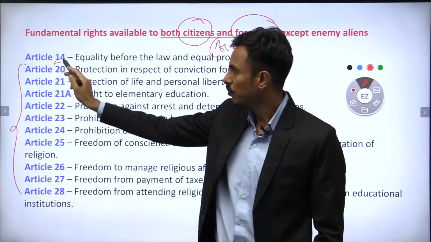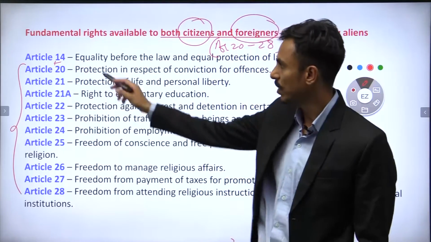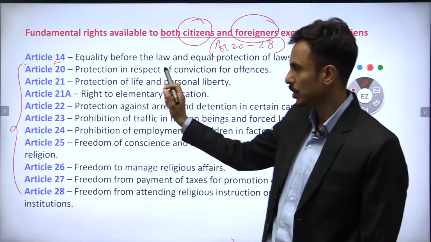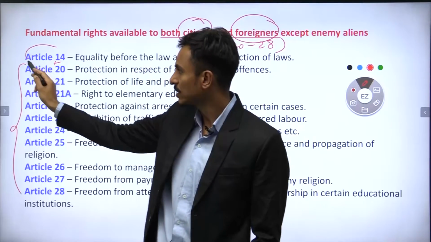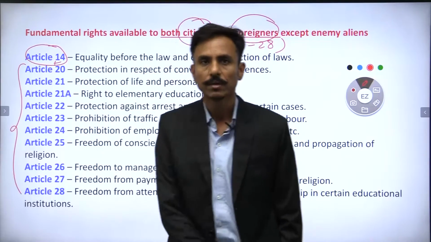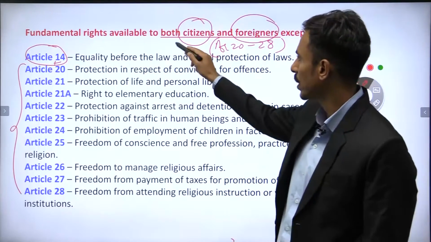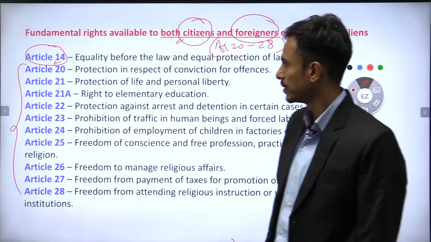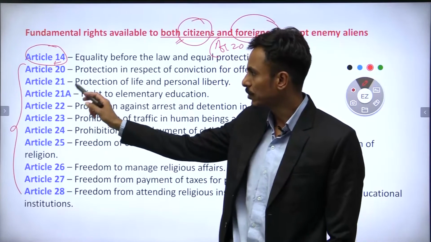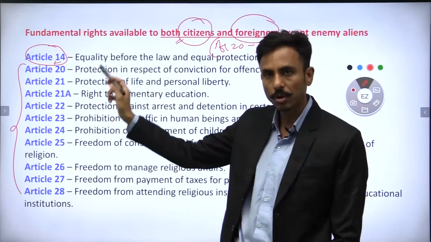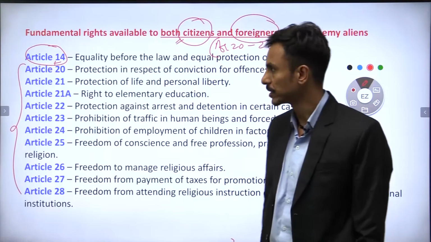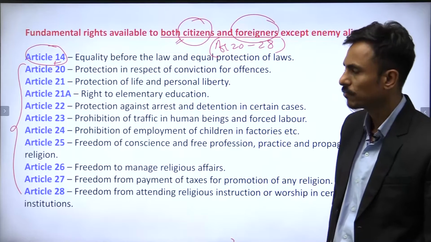Plus Article 14, which is right to equality, that means equality before law and equal protection of laws. So Article 14, that is equality, is also enjoyed by foreign citizens as it is enjoyed by Indian nationals, or Indian citizens. Whereas Articles 20 till 28 are also applicable to both the citizens as well as the foreign citizens, right?